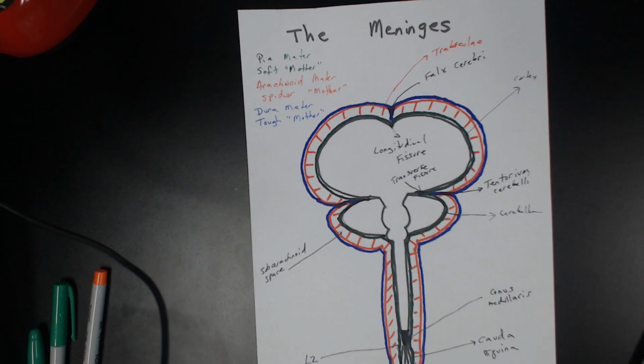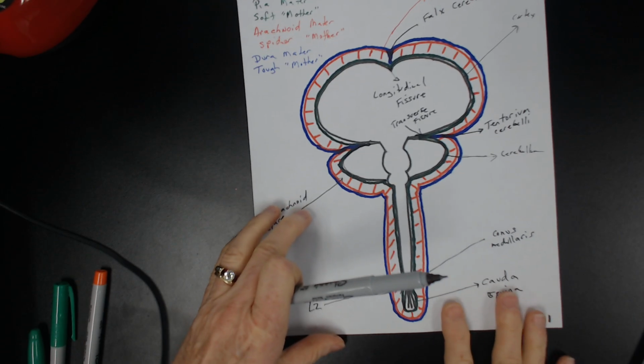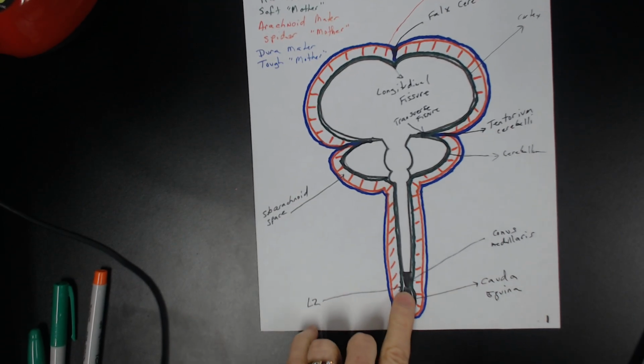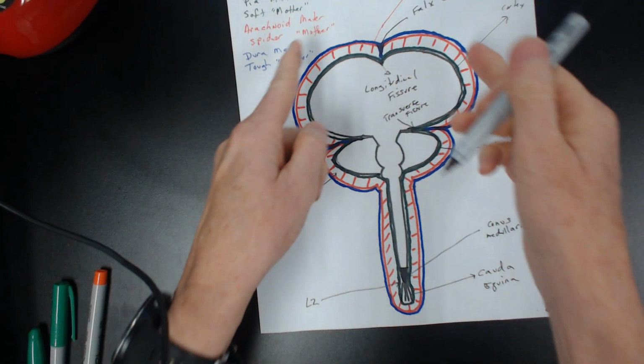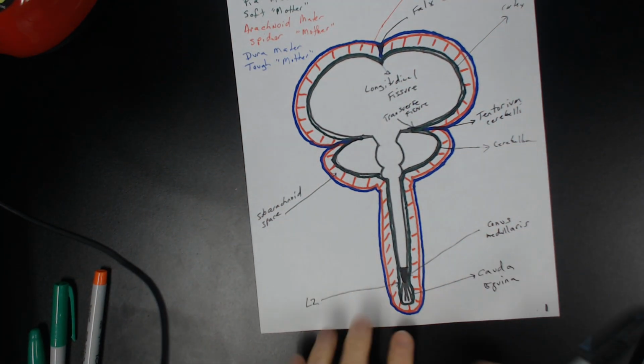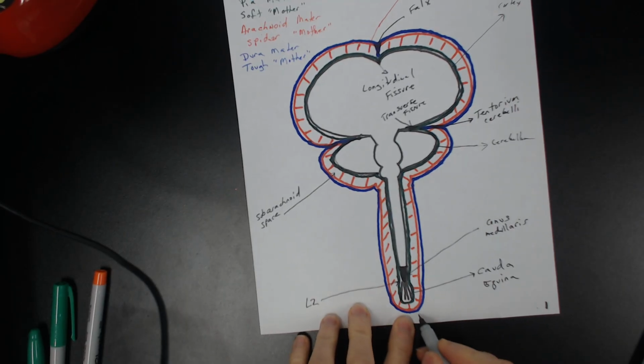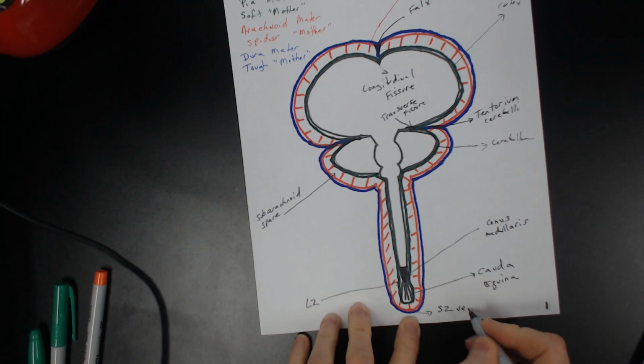Questions about this? Does that make sense? So this is just a great big 360 overview of the meninges. And then there's one more thing I need to tell you. I told you that the spinal cord proper ends at the L2 vertebral level. But with the meninges surrounding it, the dura mater actually extends to the S2 vertebral level.